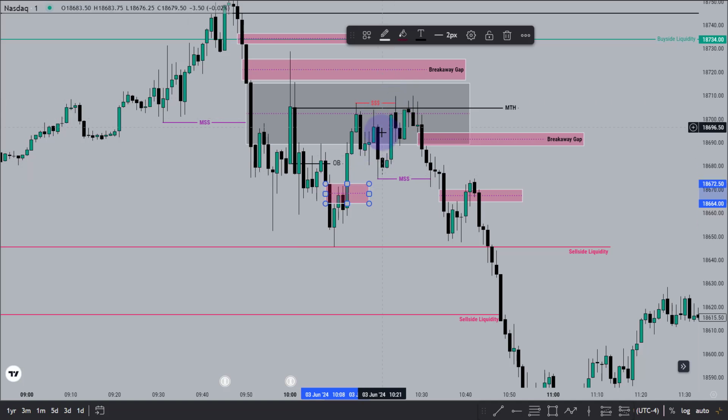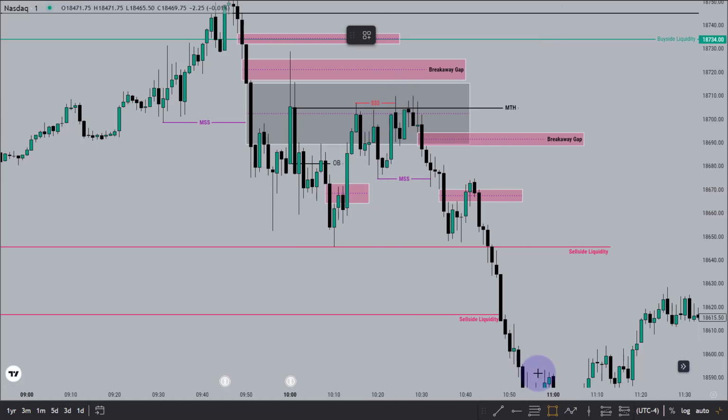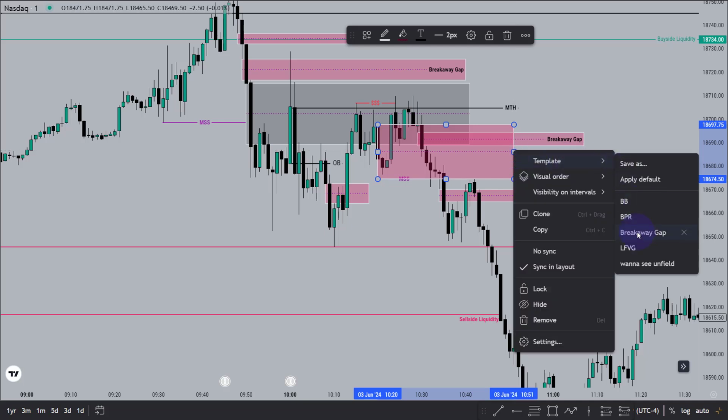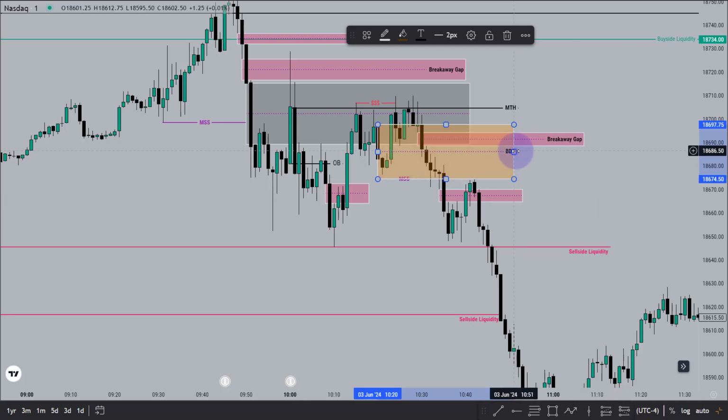The lowest down close body close candle is my breaker block. I'm going to mark this breaker block here. This is my breaker block now. Breaker block. Okay. So here, this is my breaker block now.